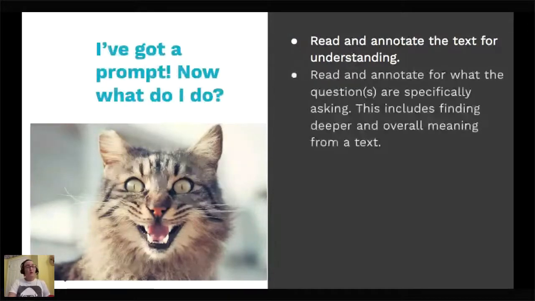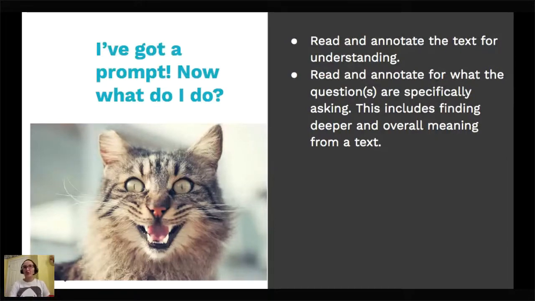Then, you always want to read something more than once. Yes, you do have time to read it more than once. You don't have time to read it like 40 times, and you don't have time to read it really slowly, but you have time to go through it at least twice, and ideally more than that, since it's fairly short. But you want to read and annotate for what the questions are specifically asking. So now that you've got the understanding part, now you're going to try to answer the question.